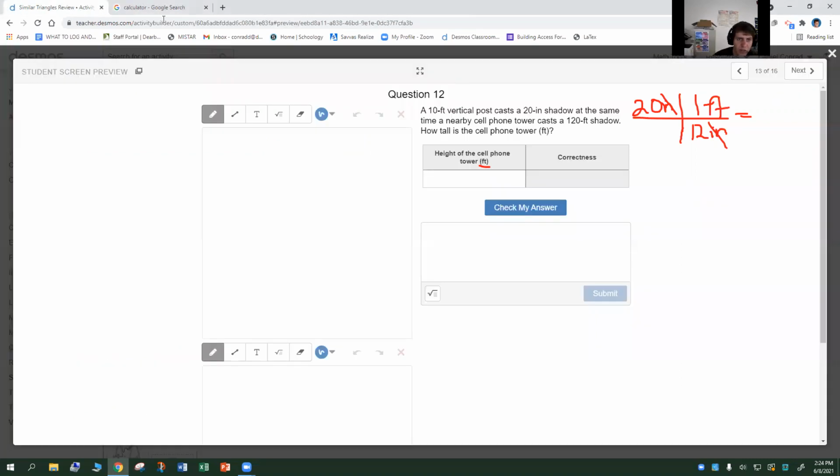So let's just leave it as a fraction. So 20 over 12, right, which is going to equal, let's see, we can divide by 4, divide by 4. That's going to get 5 over 3. Okay, so 5 over 3 feet. Okay, so you have a 10-foot post. You have a 5/3 foot shadow. Again, that's 1.67 or 1.666667. Okay, but we're going to leave it as 5 over 3 feet.